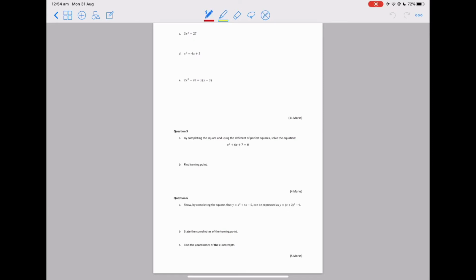For part C, do the exact same thing again, but this time we can't be using the product sum method. What we'll just do is solve for x, okay?